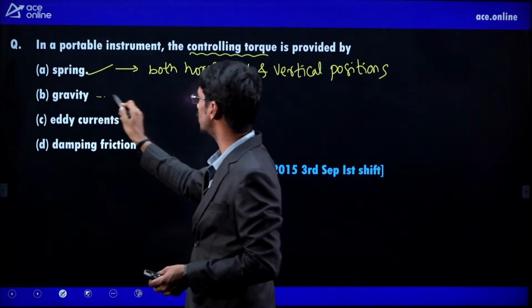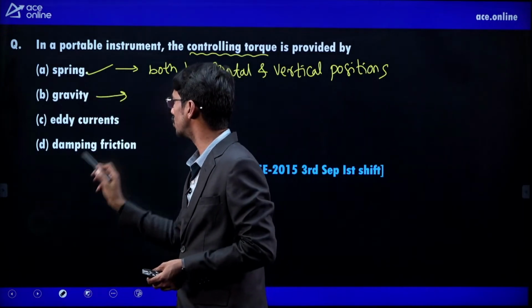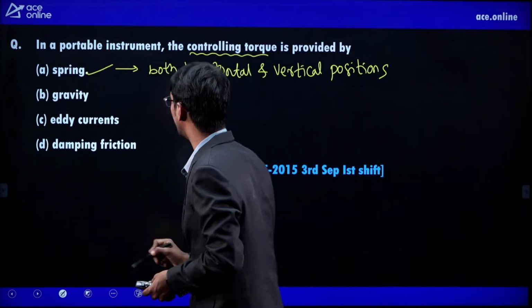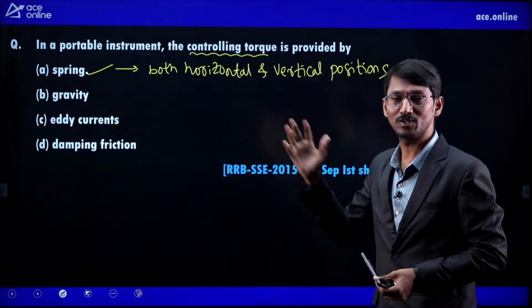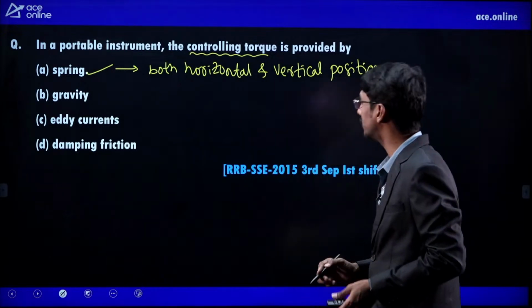Gravity control method is only for which one? Vertical positions. That's why. So which is suitable for our corresponding, what is it? Portability means both. So option spring control, very good.